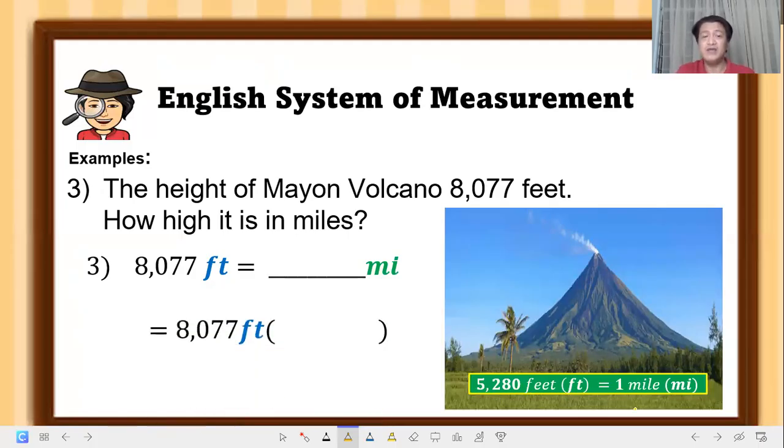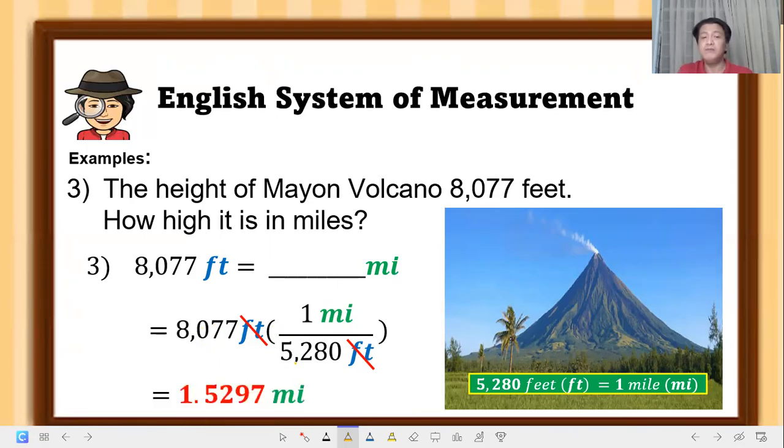Then, set up the dimensional analysis. When we write this given conversion factor as a fraction, the denominator must be the same as the given so that we can cancel it. Okay, then you can now cancel the same unit. What remains, multiply: 1 times 8,077, same as before. Divide by 5,280. So we have 1.5297 miles. That is the equivalent of 8,077 feet.